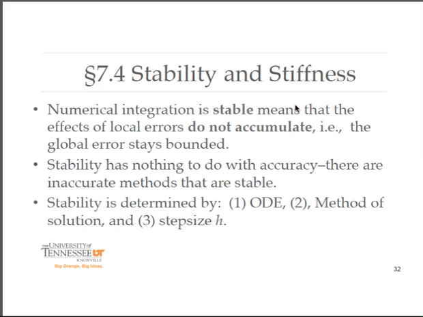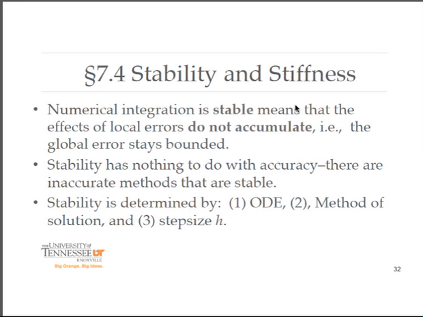So that leads us to the last part of the chapter, just a brief discussion of what this means: stability and stiffness. If numerical integration is stable, that means the effects of local errors do not accumulate, and so the global error stays bounded. What we just saw previously with that particular ODE is the error does not stay bounded, it just gets worse and worse and worse. So stability has nothing to do with accuracy. There are inaccurate methods, actually, that are stable.